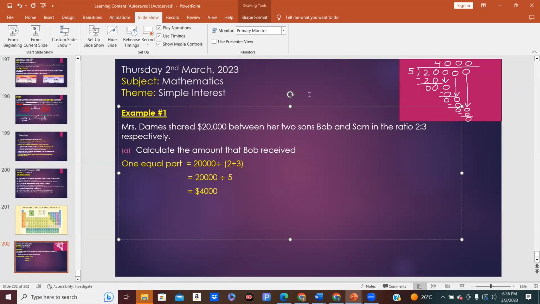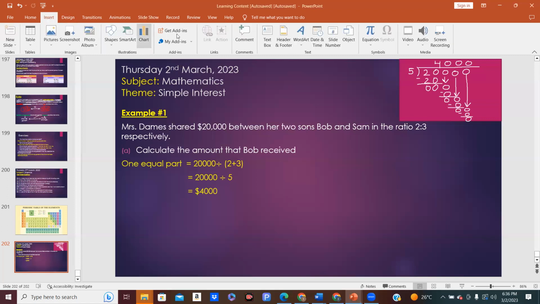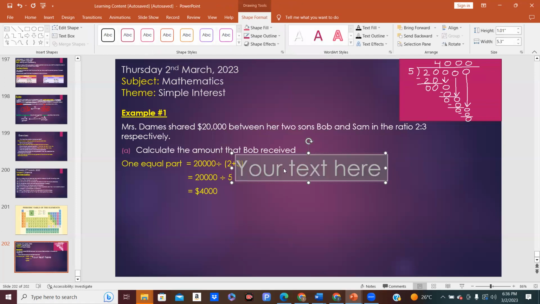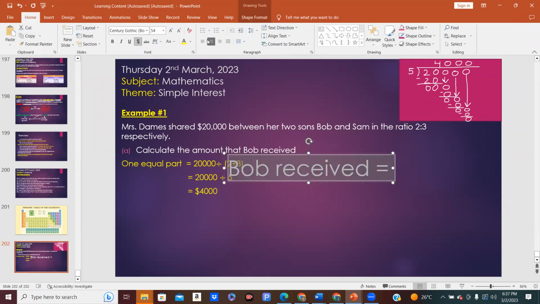Did we calculate what Bob received? That's only one equal part that we did. Oh my goodness, we only did one equal part. Thank you. Good catch. So now we figure out what Bob receives. So Bob received 8,000, because 4,000 times 2. Very good. Y'all are good at this, experts at this point.